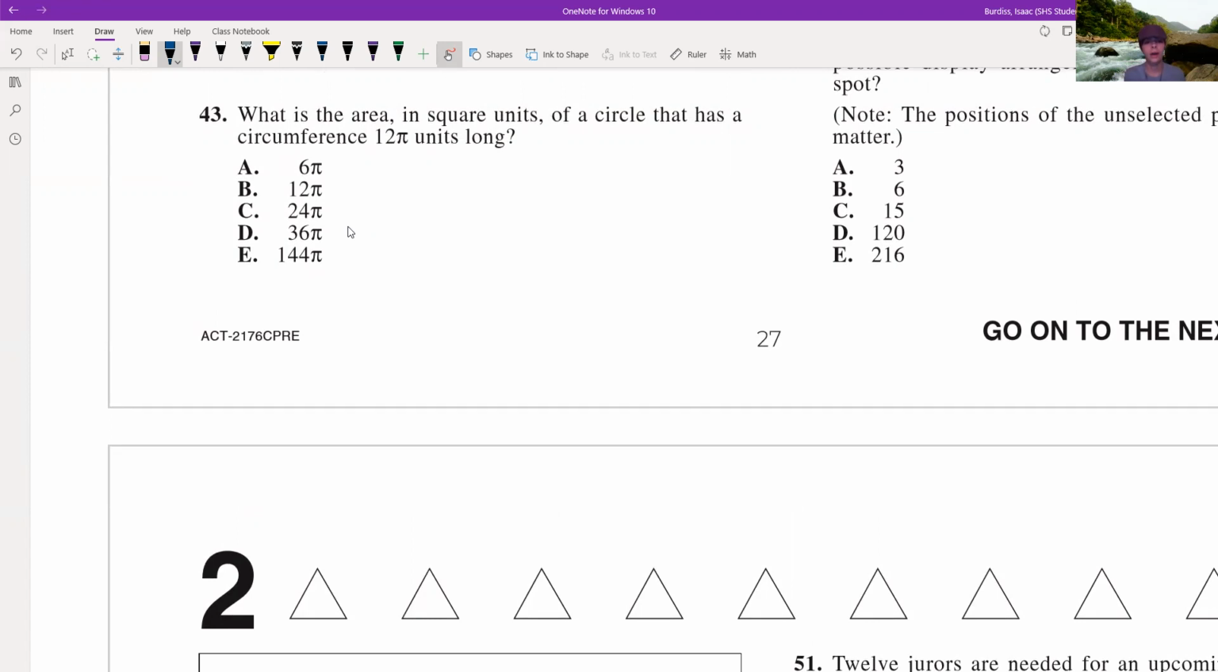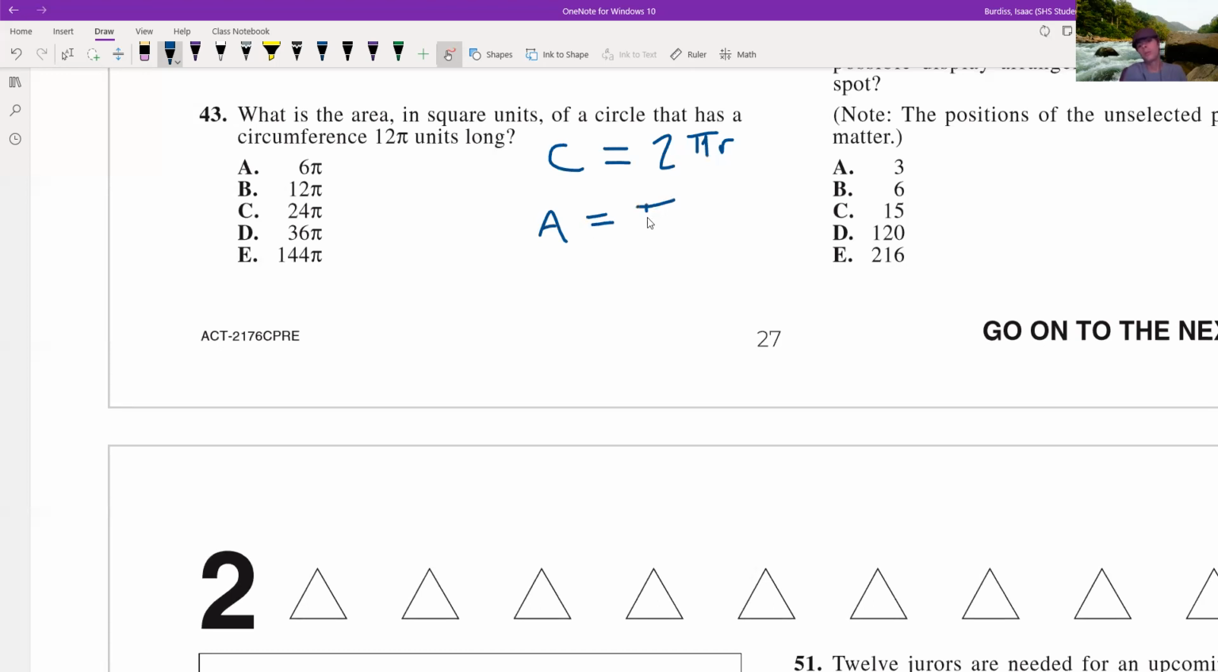What is the area of a circle that has a circumference of 12 pi? This is where it's useful to know your circle equations. So 2 pi r is the circumference of a circle. Area is pi r squared.